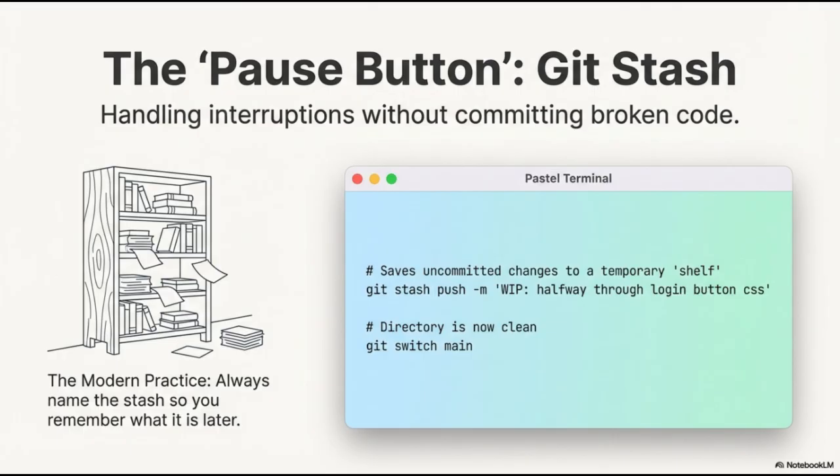As you can see in the terminal example, this leaves your working directory clean, allowing you to seamlessly switch branches, perhaps to address an urgent bug on main. A key professional practice is to always include a message with your stash. This ensures that when you return to your shelf later, you know exactly what work is waiting to be resumed.